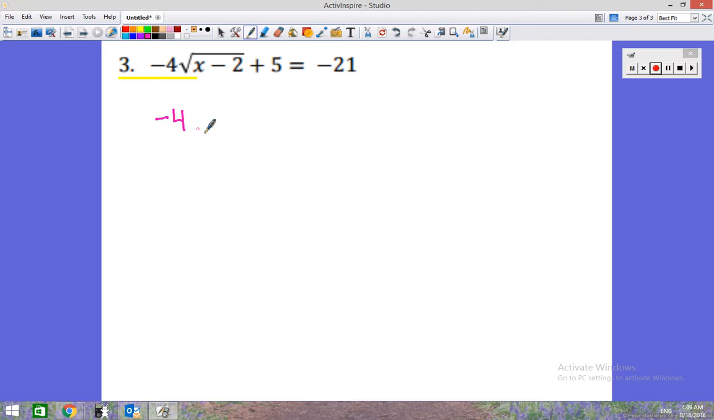So I've got the opposite of 4 is equal to the square root of the quantity x minus 2. And if I subtract that, I have this. All right. Well, I have a negative on both sides. If I multiply both sides of this equation by a negative 1, these change to positive values.